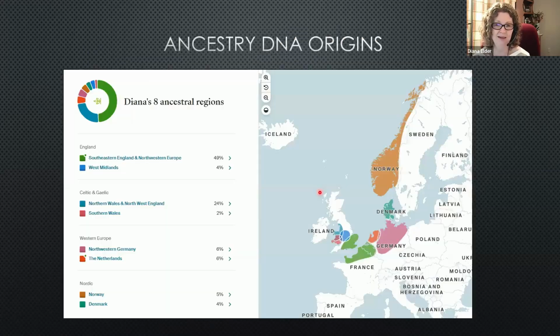So let's take a little bit closer look at the origins, and Ancestry now calls it origins, and you'll see that with this latest update, I have 8 ancestral regions. So I've got a group in England, a Celtic and Gaelic group, which is kind of a new group for me, and Western Europe and Nordic. So previously, I had something that was just pretty much all European, pretty much all English. It was not broken out quite as much. So it's always interesting to see the latest update.